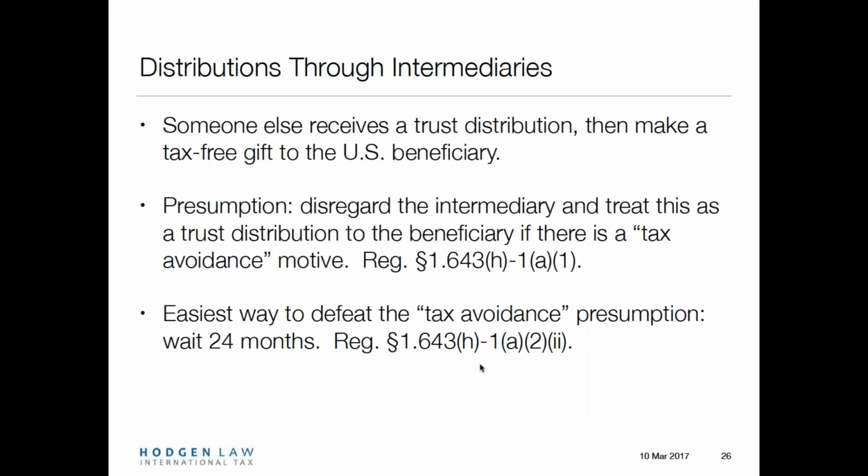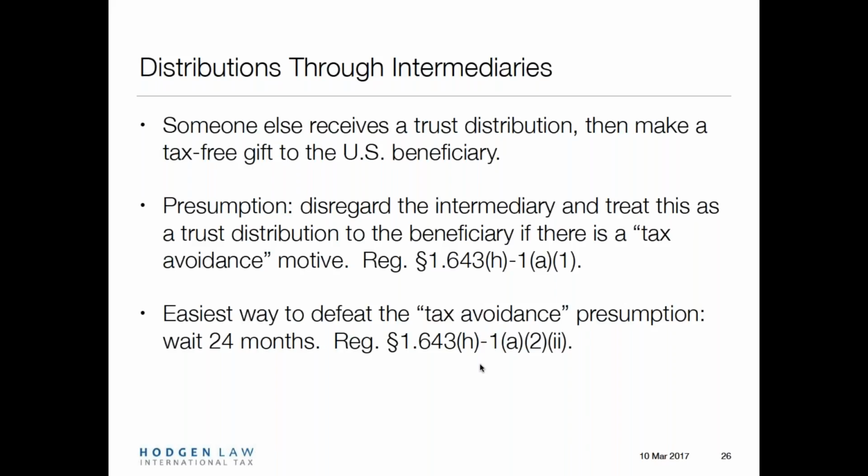And there's a presumption. And I've got the citation in the regs for that, and it says, if you do one of these things, we're going to presume there's a tax avoidance motive, and we're going to disregard the intermediary and treat you as if you received a distribution straight from the trust. And if you look in the regs, you'll see all the things that create the presumption, one of which is less than 24 months happened between the time the money came out of the trust and the money went to the U.S. beneficiary. So the easiest way, if you're thinking about using this to hit the tax avoidance motive and defeat the presumption, is to wait beyond the 24 months.